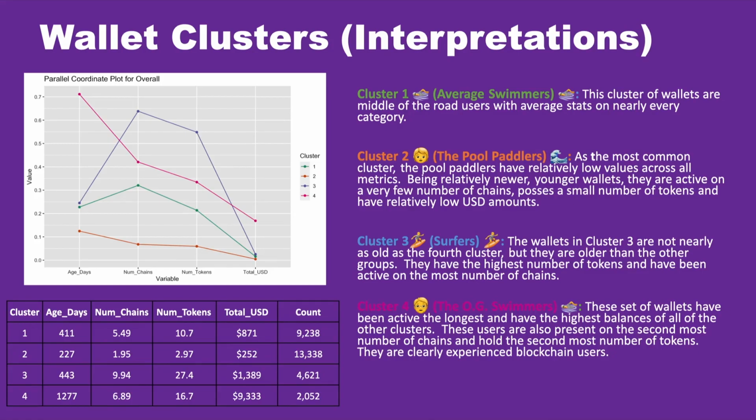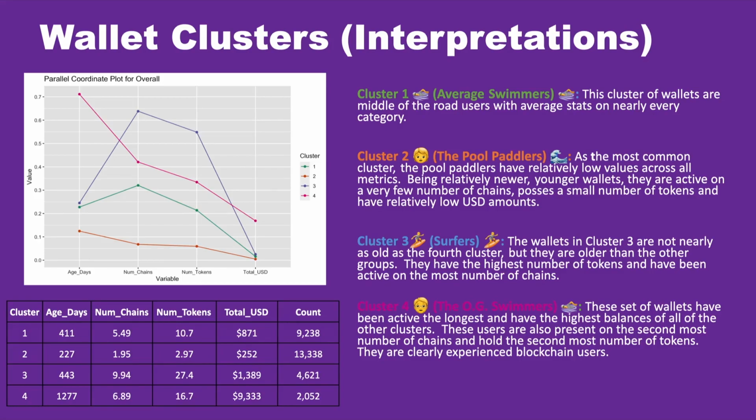The surfers, cluster 3, which is that blue cluster we mentioned previously, they are older, but not as old as cluster 4, but they have the highest number of tokens and they're active on the most number of chains. So they're diversified in terms of their activity on the platform. And we're calling them surfers largely because they're really heavily involved, as you can see. It's not common, but they're doing quite a bit of activity on the platform.